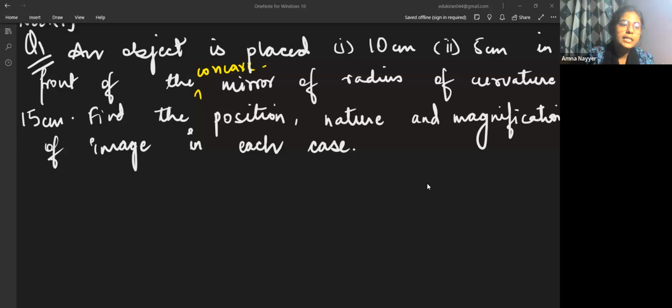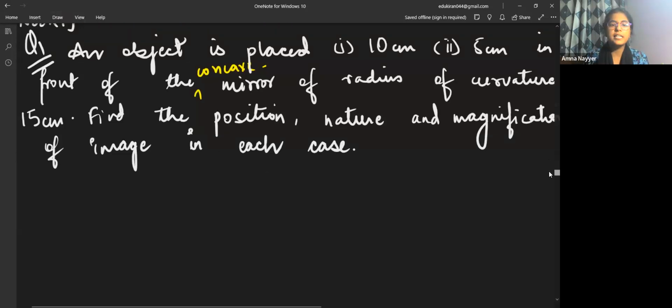Fine. Now see, this question says that an object is placed 10 centimeters... okay, two parts are there. The first part is the object is placed 10 centimeters, second, 5 centimeters. So the first one I'll discuss, the second one you all will practice. All right. You all will tell me the answer. In front of a concave mirror of radius of curvature 15 centimeters, find the position, nature and magnification of the image in each case. Means you have to tell everything. You have to apply entirely what we did in the last class. So let us start with the first part itself.